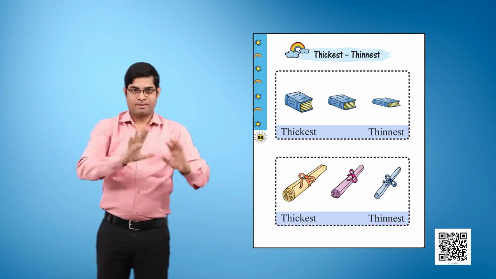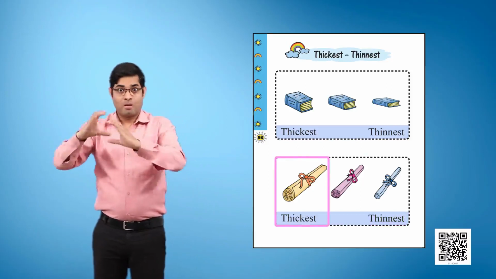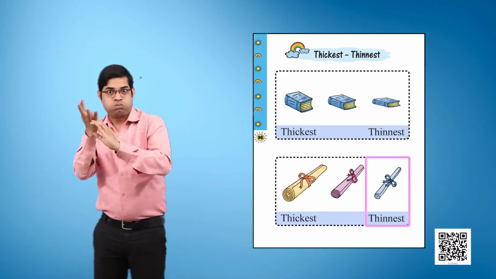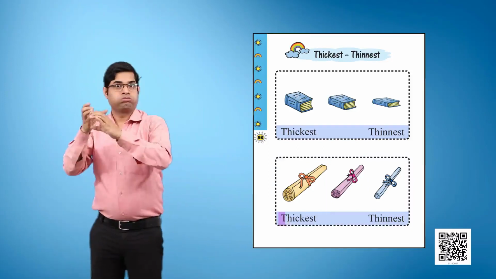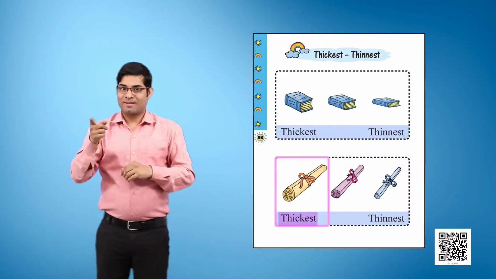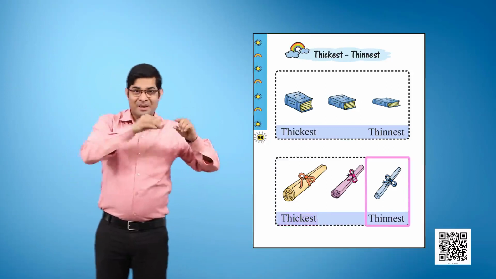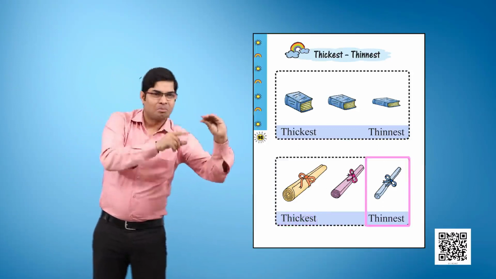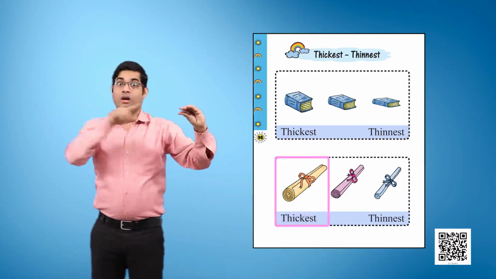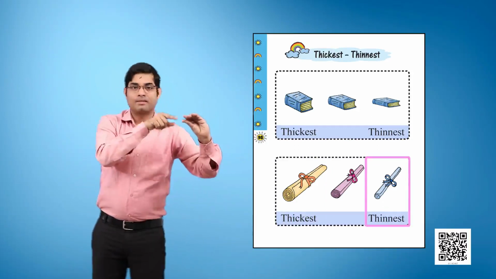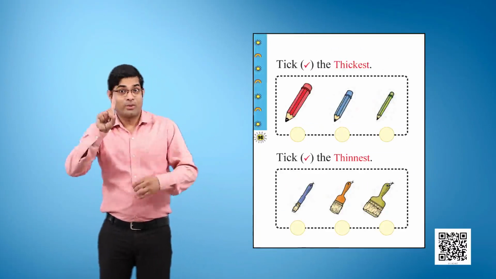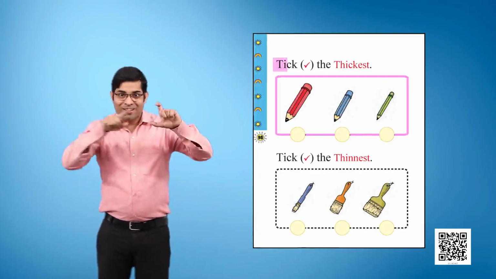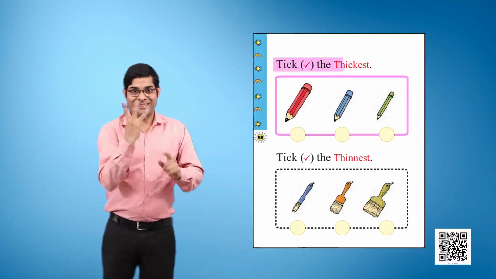Roll 1 has more paper than roll 2 and roll 3. Hence, it is the thickest. Roll 3 has lesser paper than roll 2 and roll 1. Hence, it is the thinnest. Question 1. Tick and identify the thickest pencil.